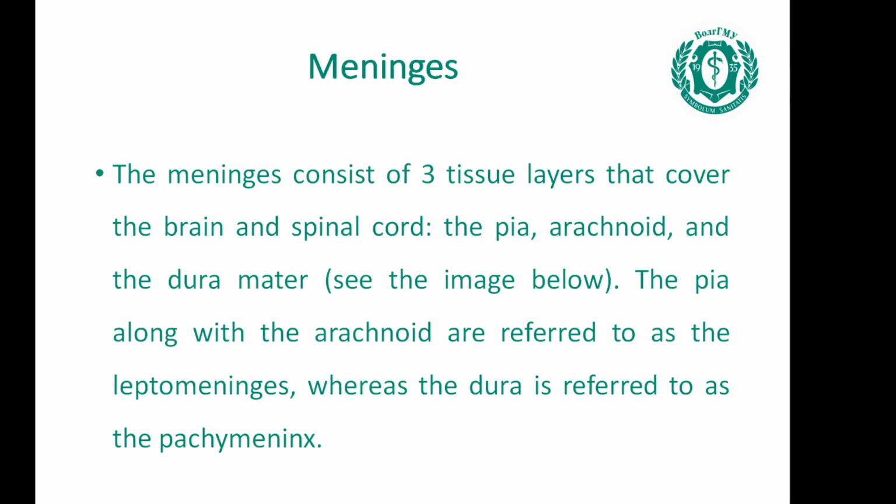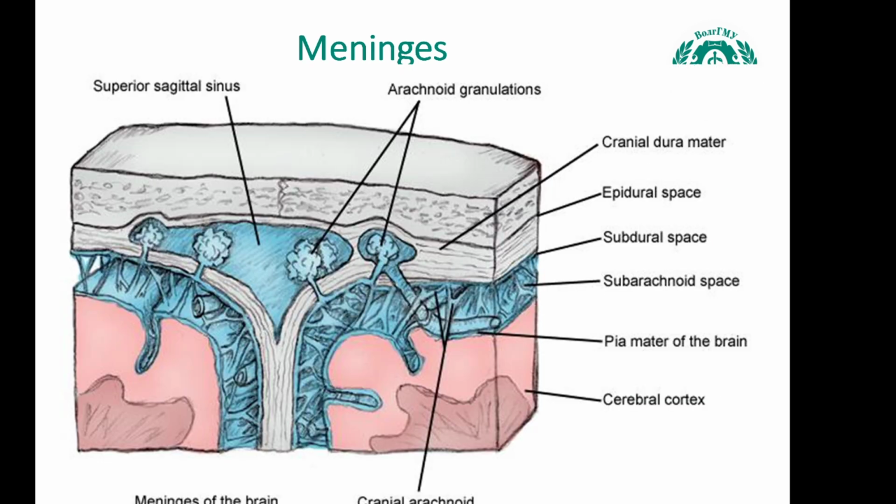Meninges. The meninges consist of three tissue layers that cover the brain and spinal cord. They are the pia, the arachnoid, and the dura mater. The pia along with the arachnoid are referred to as the leptomeninges, whereas the dura is referred to as the pachymeninx. Here you can see the illustration that demonstrates the meninges: cranial dura mater, arachnoid, and pia mater.